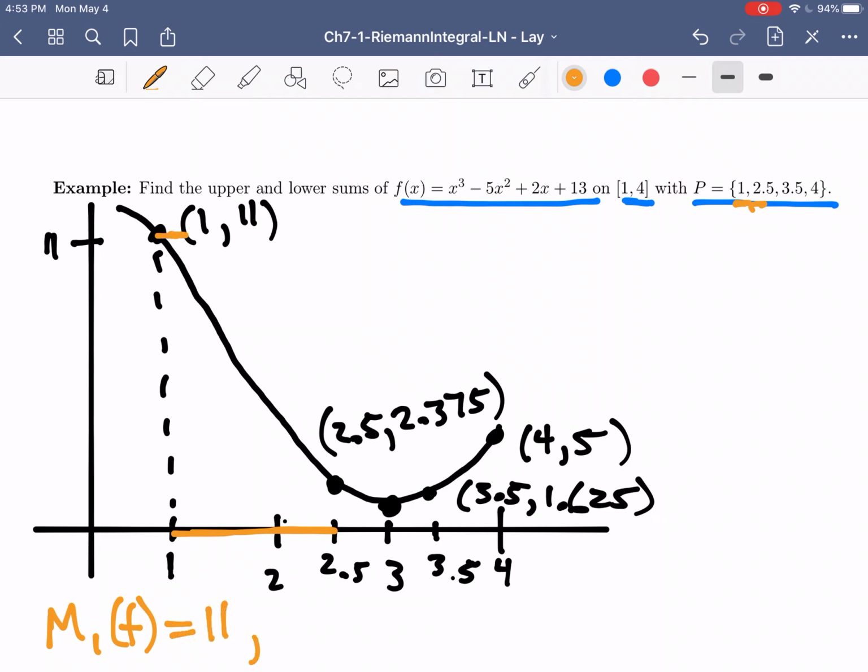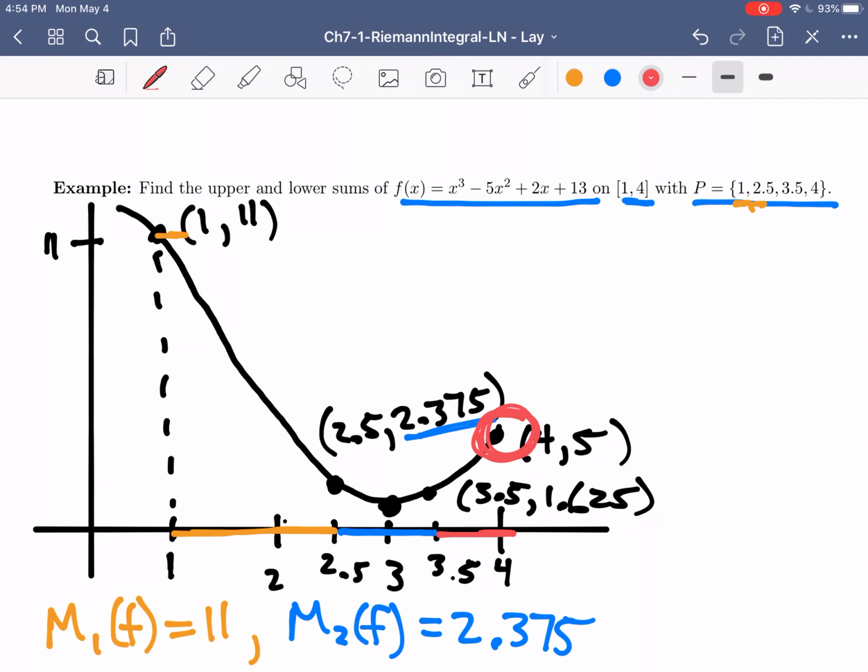Then we want to look on the next subinterval. So from 2.5 to 3.5. So from here to here, what is the largest function value? And that is this value right there. So it is the function value 2.375. And then we have one more subinterval from 3.5 to 4. And the largest value there on that subinterval is going to be 5.